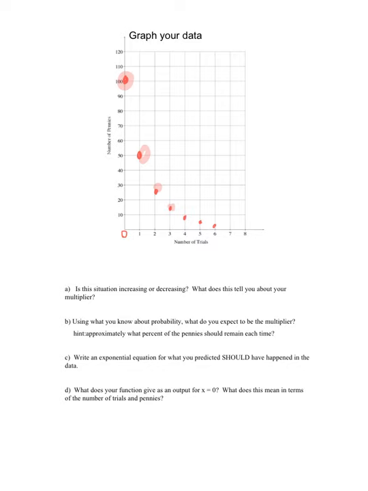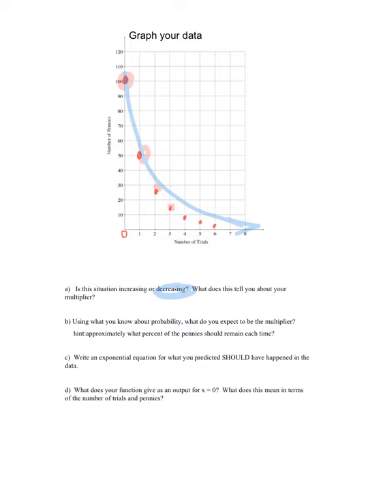Is this situation increasing or decreasing? It is decreasing. It's going downward. What does this tell you about your multiplier? It tells me that my multiplier needs to be smaller than 1, a decimal, 0 point something.